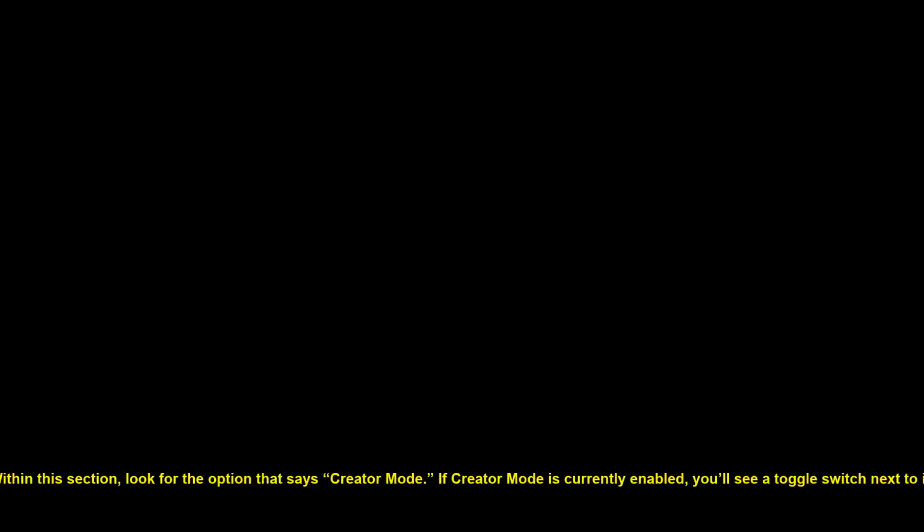A drop-down menu will appear with various options. Scroll down to the Recommended for You section. Within this section, look for the option that says Creator Mode. If Creator Mode is currently enabled, you'll see a toggle switch next to it. Click on the toggle switch to disable Creator Mode.